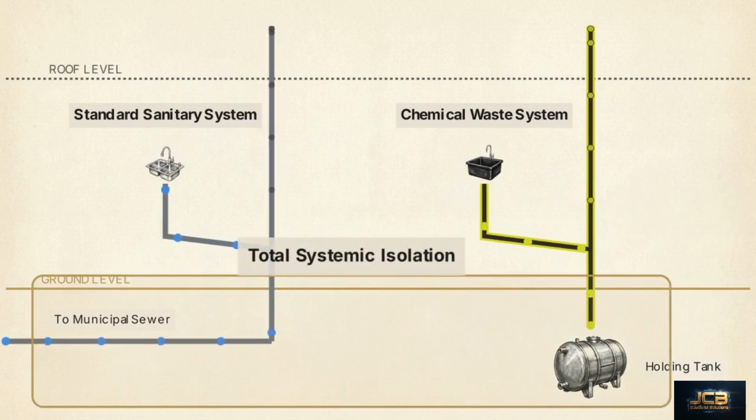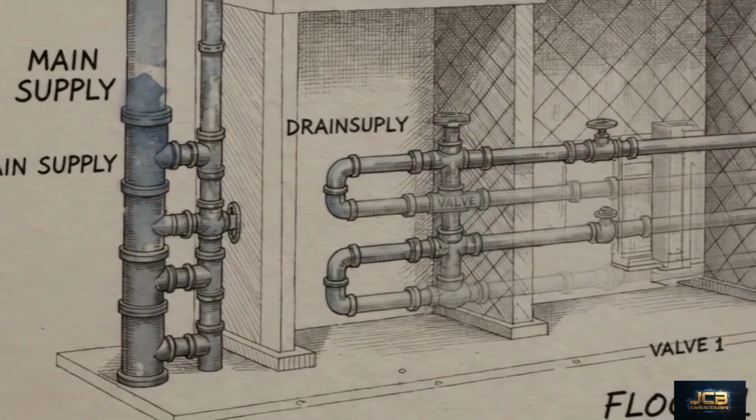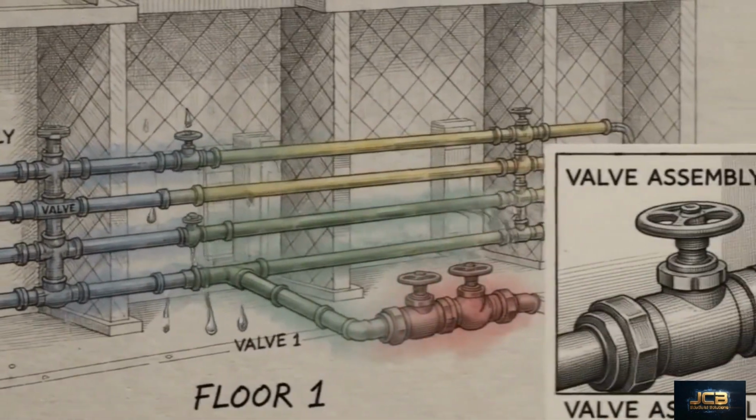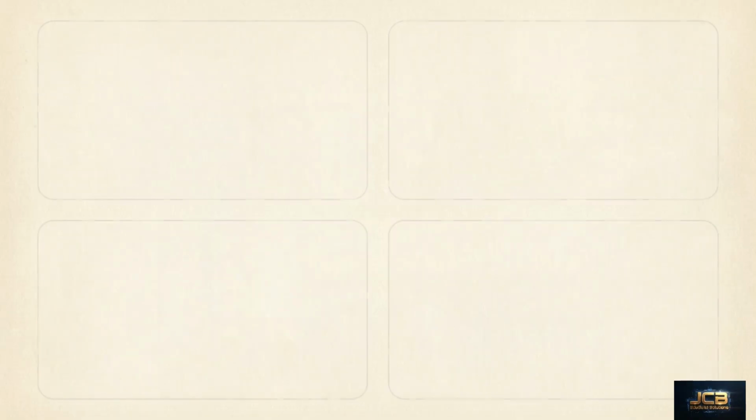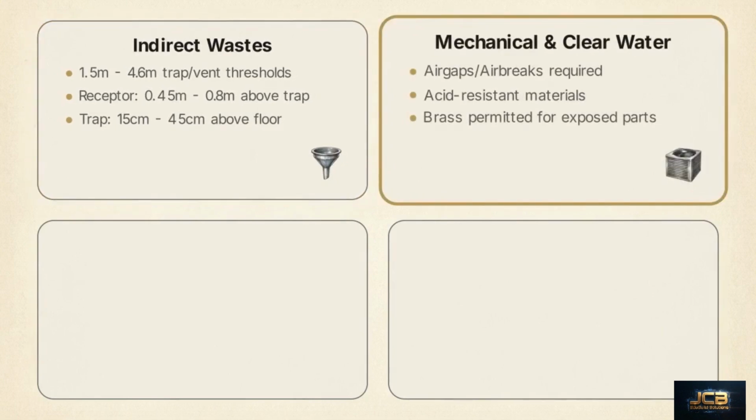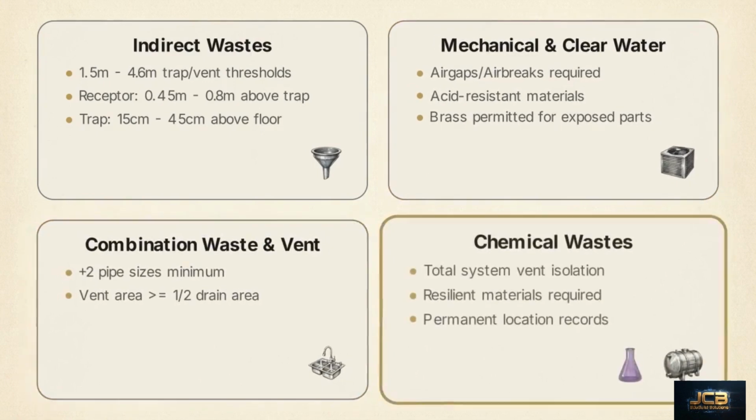We have navigated the 4 environments where standard direct connections are overridden: indirect setups, mechanical discharge, structural workarounds, and chemical isolation. This matrix consolidates the required metrics. You have the 1.5 to 4.6 meter thresholds for indirect wastes, the air gaps and acid-resistant material specs for mechanical, the 2 pipe size oversizing rule for combination waste and vent systems, and the total system isolation required for chemical networks.